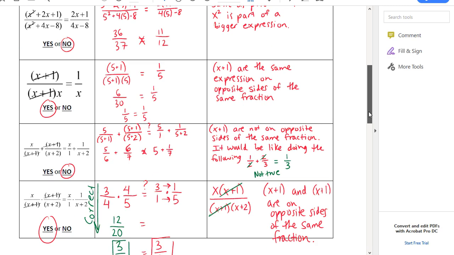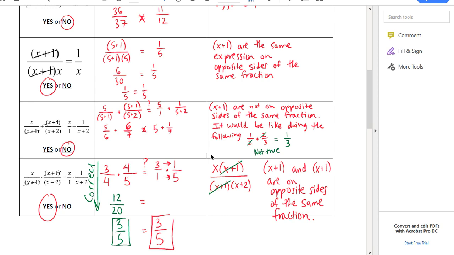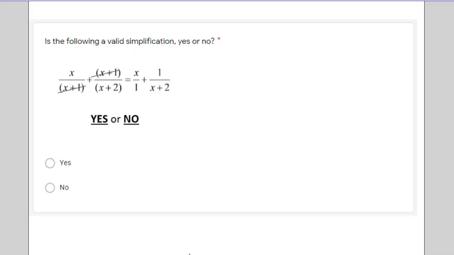And so here is the one-page investigation, and this right here was the question you were being asked, and so that is a no. Definitely does not work like that. You cannot cancel across an addition of 2 fractions. So this is definitely not valid. If you want to see exactly why, go to that investigation.